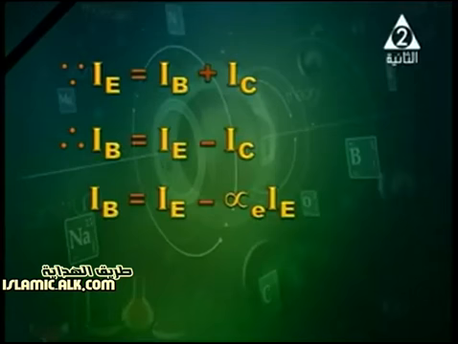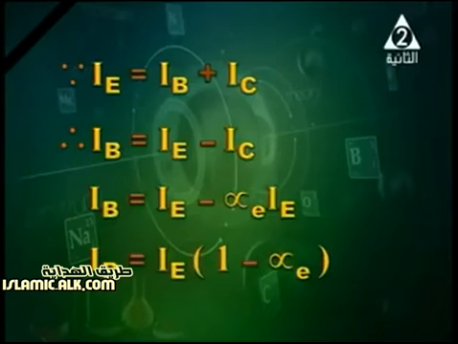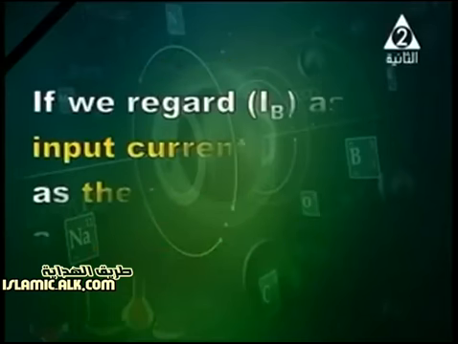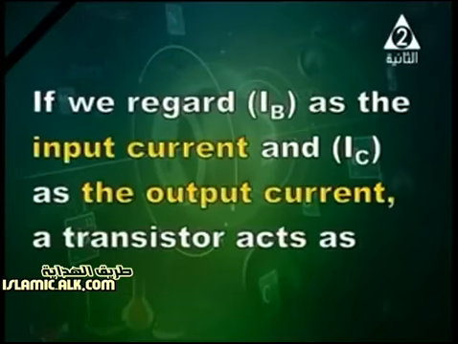Of course, I emitter will be taken as a common factor, so base current equals IE between two brackets 1 minus alpha E. So we managed to obtain the base current in terms of alpha E and the emitter current. If we regard IB, the base current, as the input current, the collector current is the output current.